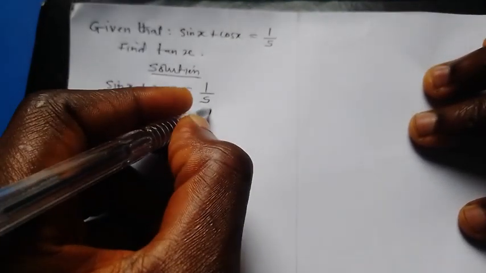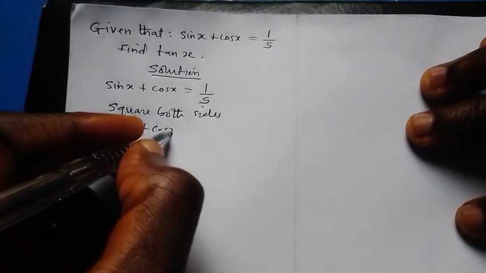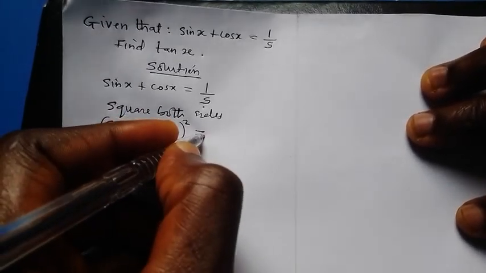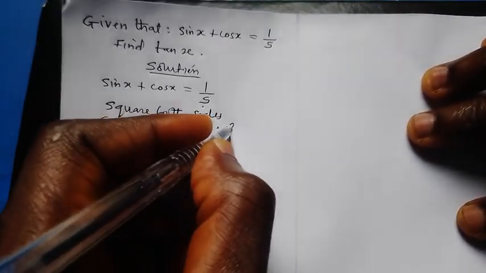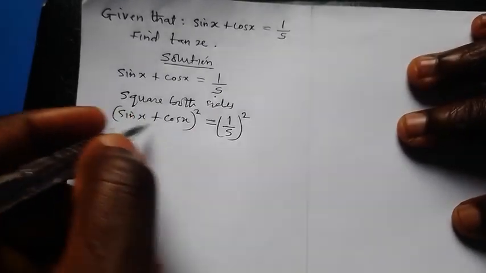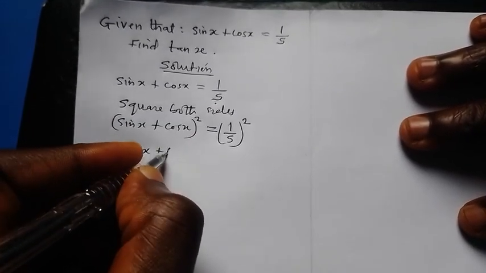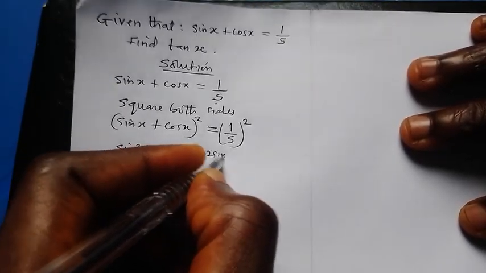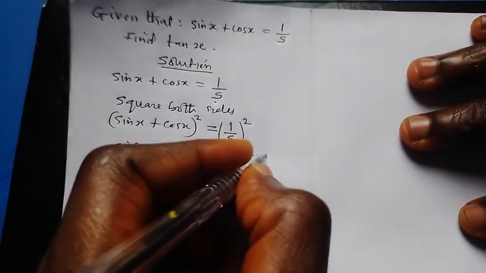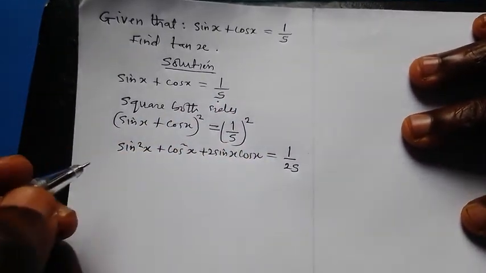If you square both sides of this, we have sin x plus cos x all squared will be the same as 1 over 5 all squared. Okay, upon expansion, this is sin squared x plus cos squared x plus 2 sin x cos x equals 1 over 25, right? 1 squared is 1, 5 squared is 25.